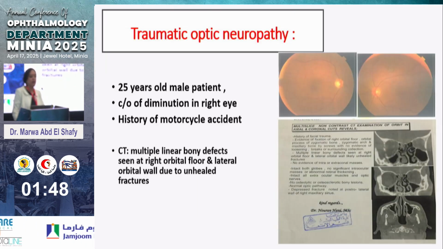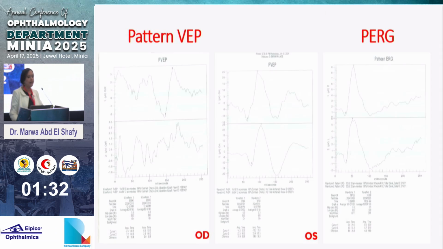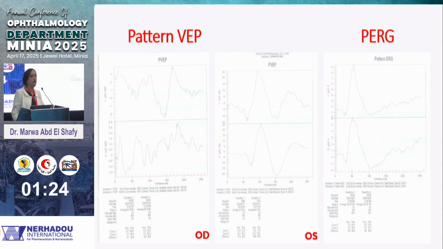This is a case of a 25-year-old patient with diminution of vision in the right eye. The right optic disc shows temporal disc pallor. He has a history of motorcycle accident. CT shows multiple defects in the orbital lateral wall. The right pattern VEP is markedly reduced in amplitude and latency in comparison to the left eye. PERG was normal in both eyes, so this confirms that this patient has a right traumatic optic neuropathy.